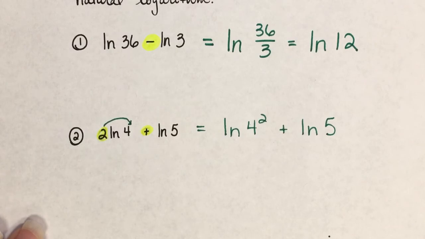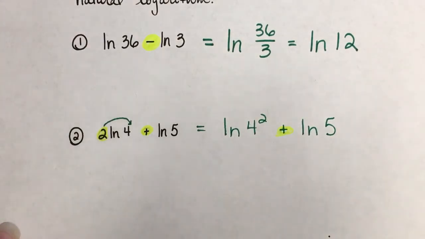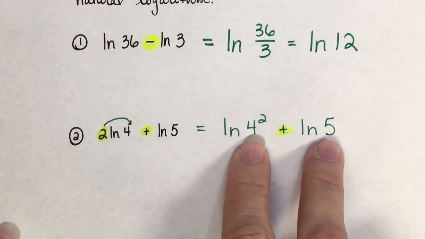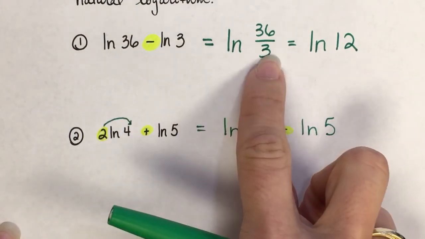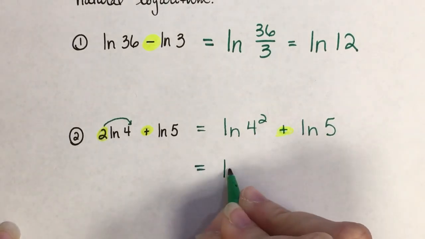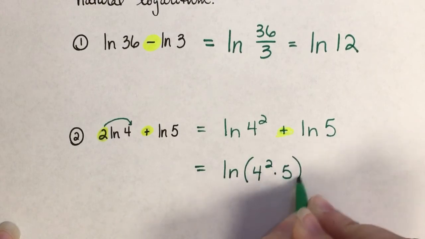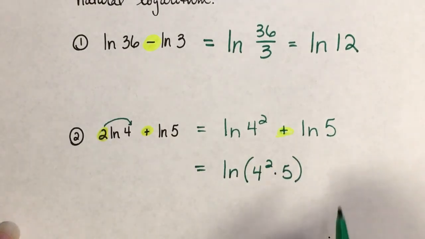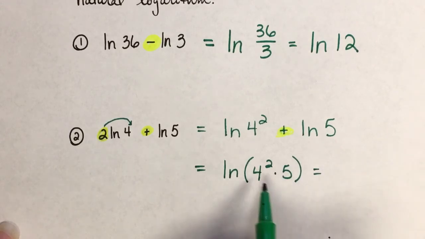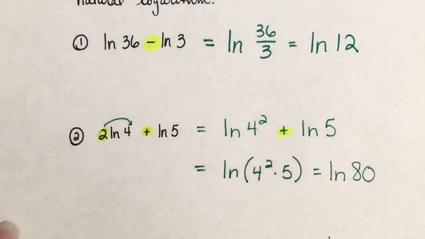Now these two terms being separated by addition, the addition tells me that I want to take the 4 squared and the 5, and I need to multiply. So the subtraction tells us to divide, the adding tells us to multiply. This means I would have the natural log of 4 squared times 5. Of course, you could go ahead and write that as 16 if you chose to do so. So 16 times 5, so now you have the natural log of 80.